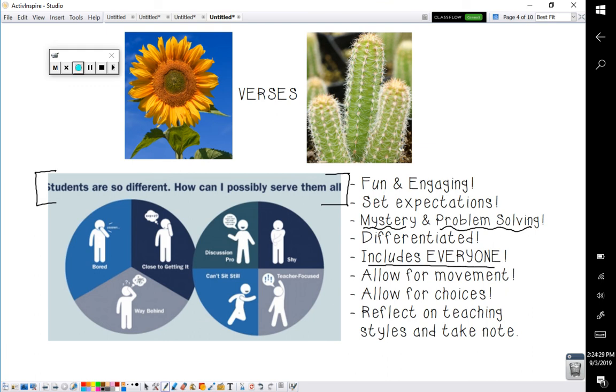Allow for movement. Allow for choices. Reflect on teaching styles and take note. I think this is the biggest one as we move through our profession, that we need to really reflect. Like, how did my shy student do throughout the activities? Are they able to participate? In what way could I get them to participate and improve every single practice that we do?